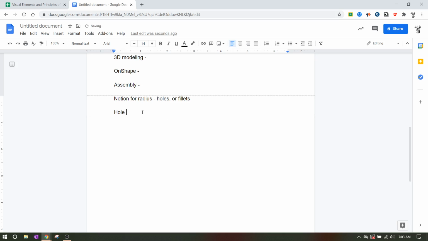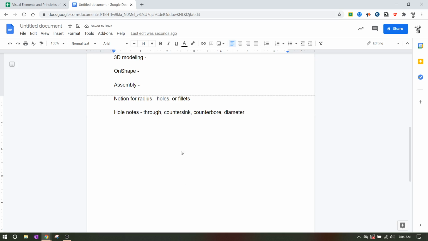I'll go ahead and put hole notes here as well, because you're going to need to know the difference between through hole, countersink, counterbore, and let's see, there was one more thing that I'm missing off the top of my head. I guess the diameter. We'll go ahead and just put the diameter in there as well. That's probably the one I'm thinking of.